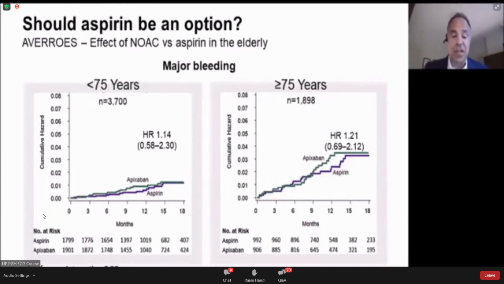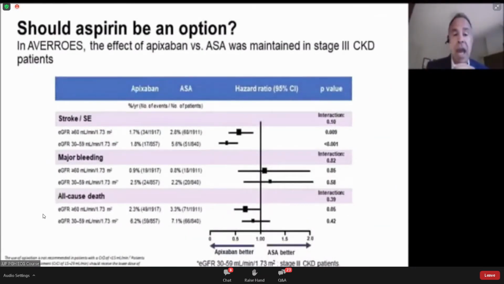So in this case, apixaban was just as safe as aspirin in atrial fibrillation patients. And because our patient, of course, has some chronic kidney disease, this is an analysis from AVERROES that breaks patients' events down. Stroke and systemic embolism is the top series of rows, followed by major bleeding, and then all-cause mortality.